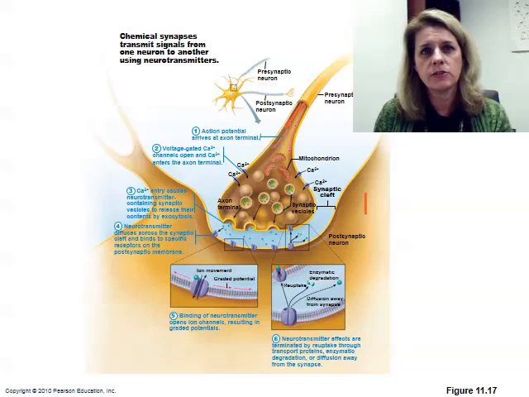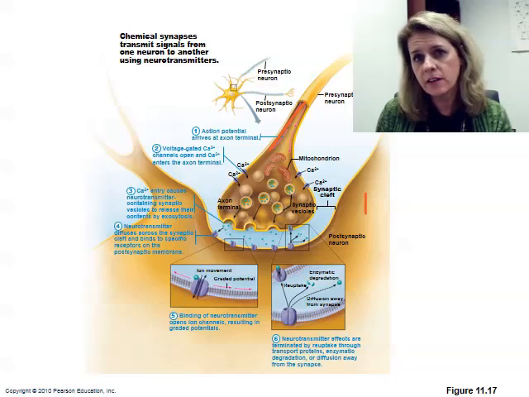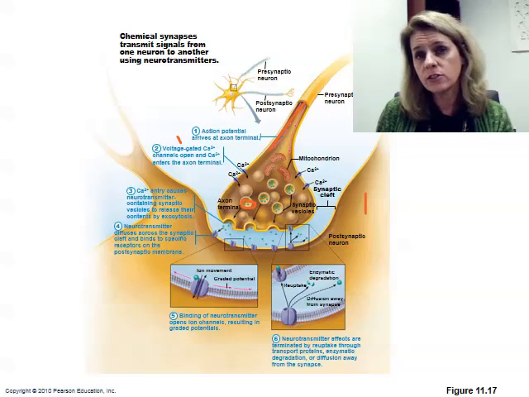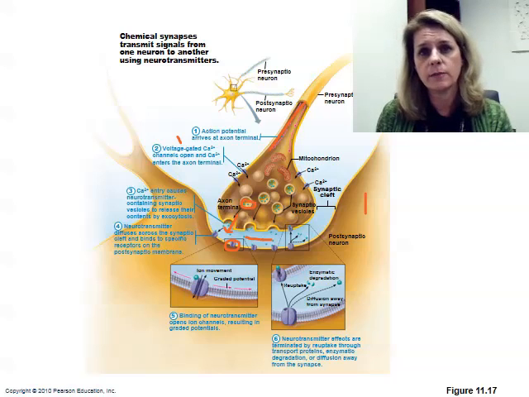Your action potential or impulse travels down the axon. That causes a voltage-gated calcium channel to open. That causes your vesicles containing a neurotransmitter to exocytose their contents out into the synaptic cleft. They diffuse across the cleft, bind to a receptor on the membrane, and then cause some kind of effect. And then those neurotransmitters either diffuse away or are broken down with an enzyme.